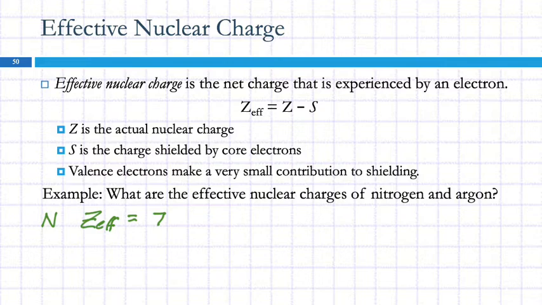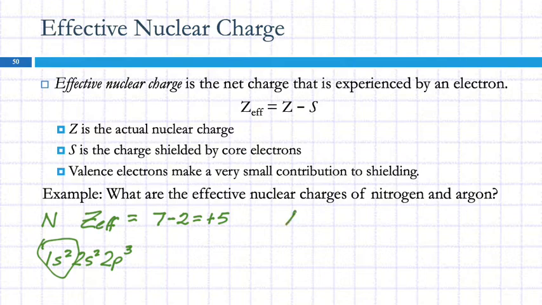Okay, well let's look at the electron configuration. Another way you can think of this is, well, how many valence electrons does it have? It's got 5. The other electrons are core electrons. So there's 2 core electrons. And we can see it by also looking at the electron configuration. So its effective nuclear charge is 7 minus 2, or plus 5.